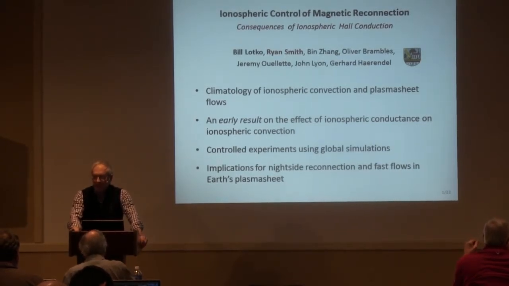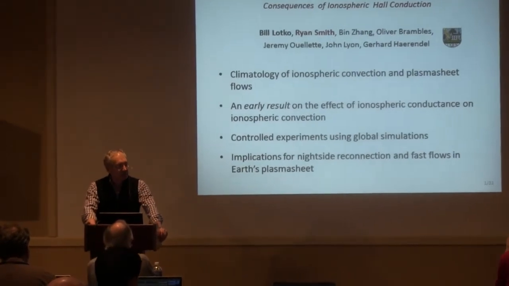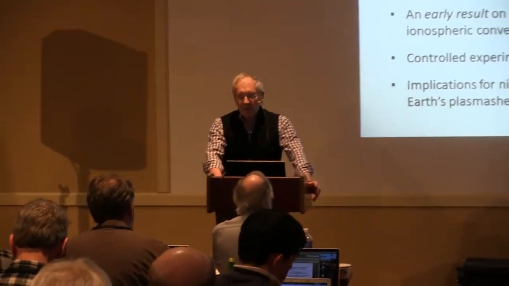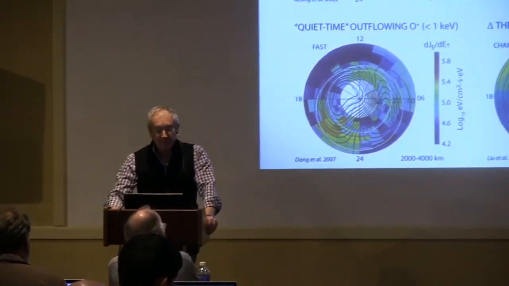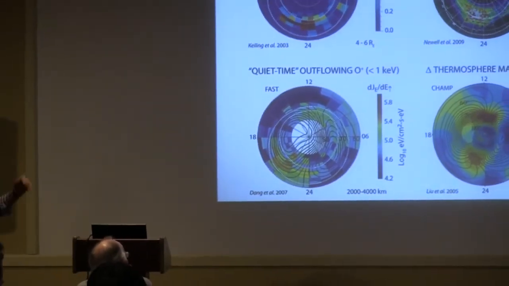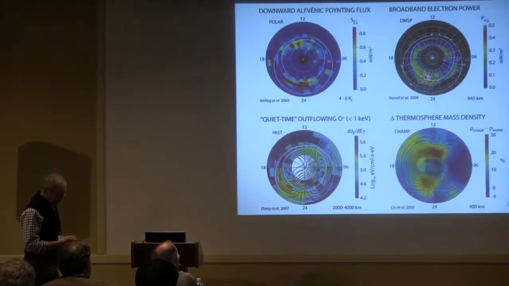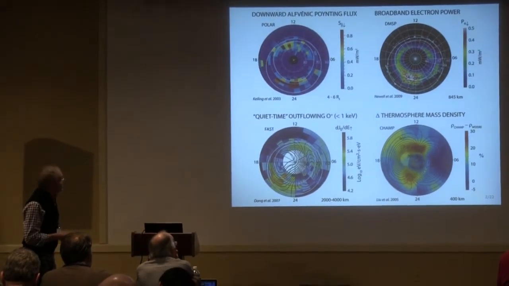One of the problems we have in our science is that we're dealing with this expansive environment, and we can't really do controlled experiments. We take what nature gives us and we try to understand what's happening. In global simulations, we have the opportunity to actually control experiments and try to tease out cause and effect. So I'll go on and talk about the implications of ionospheric Hall conductance on nightside reconnection and fast flows in Earth's plasma sheet. Okay, so some climatology, looking at things from the polar ionospheric perspective.